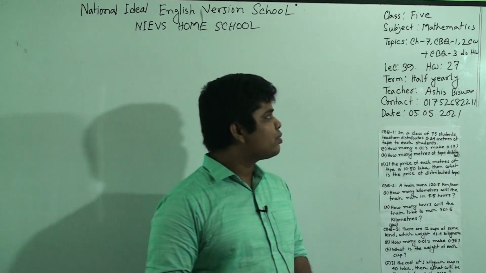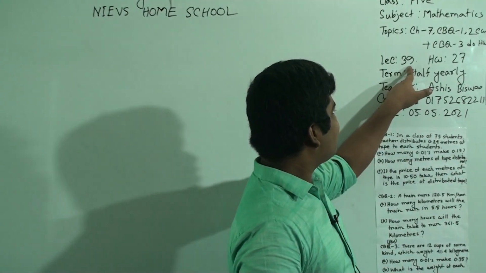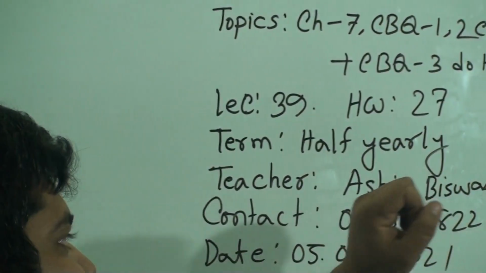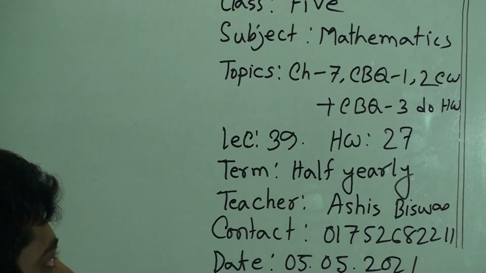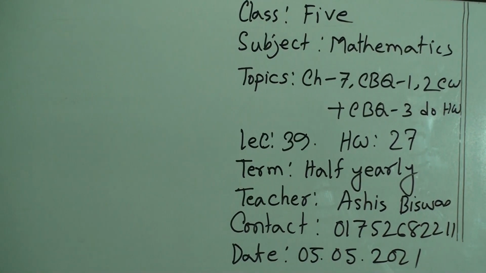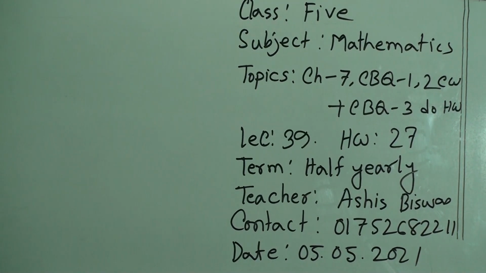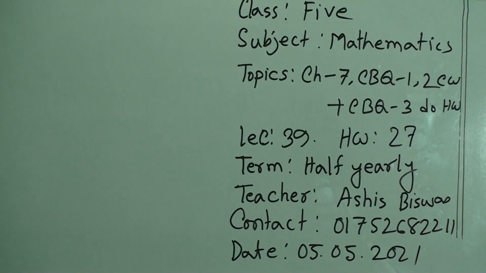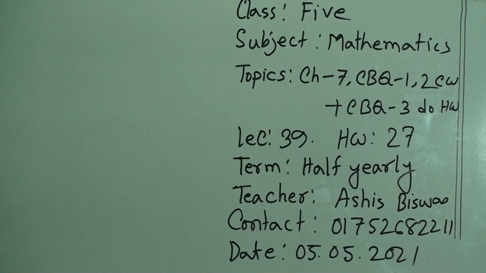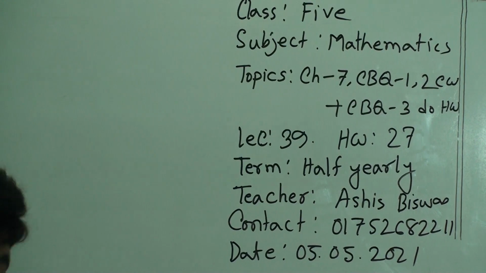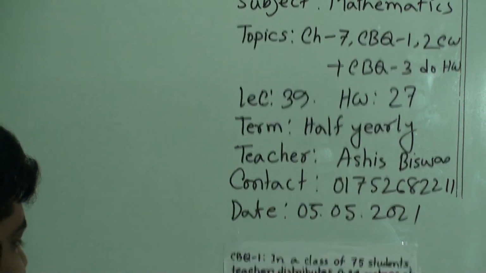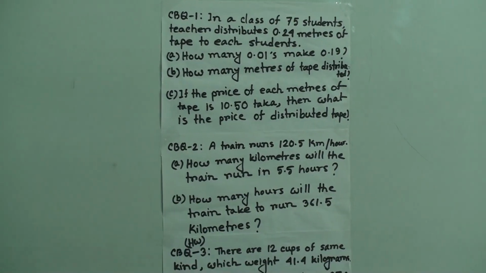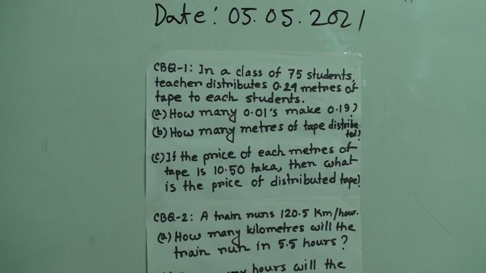Dear students, today is our lecture number 39 of half yearly, and today's SW number will be 27. Our today's topic is chapter 7. From chapter 7 we shall solve CBQ-1 and 2 as your CW, and CBQ-3 will be your SW. I have already written CBQ-1, CBQ-2 and CBQ-3 on the board. From those questions we shall solve. At first we read question number 1, CBQ number 1.